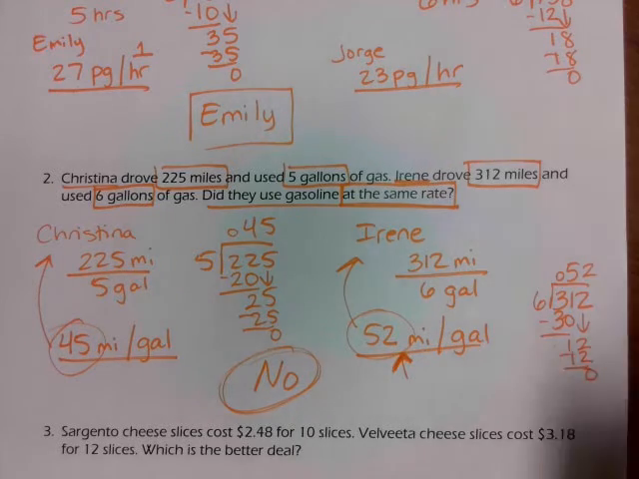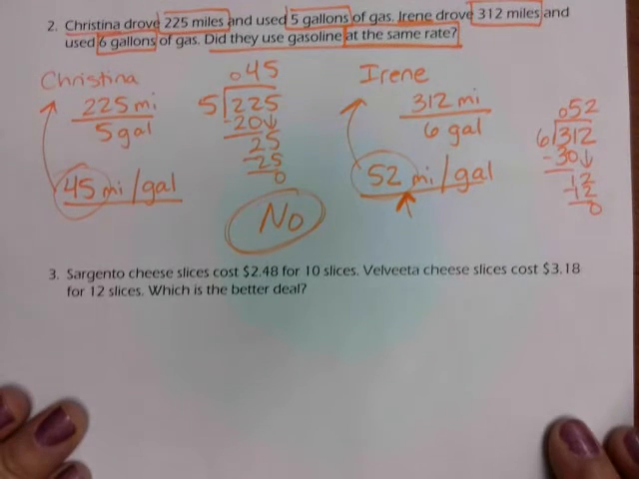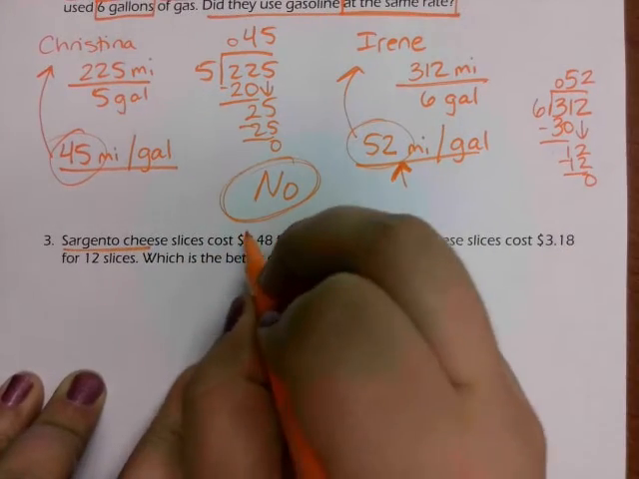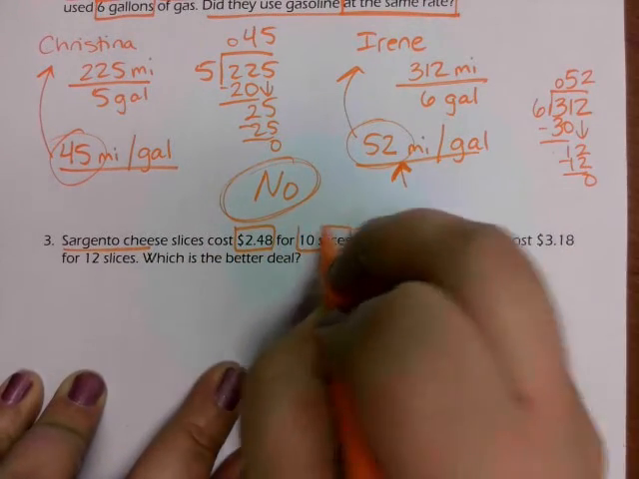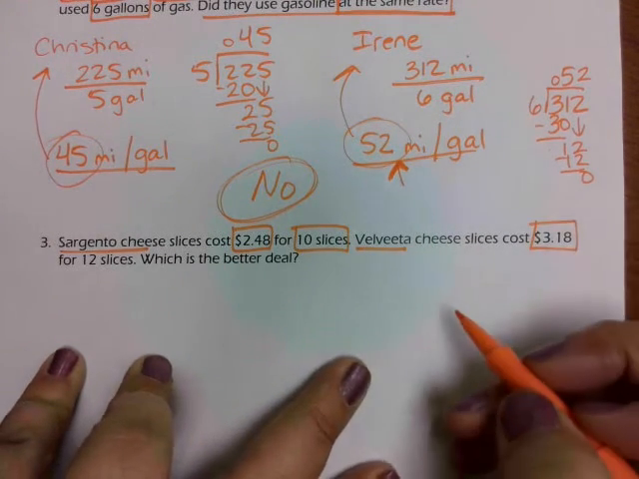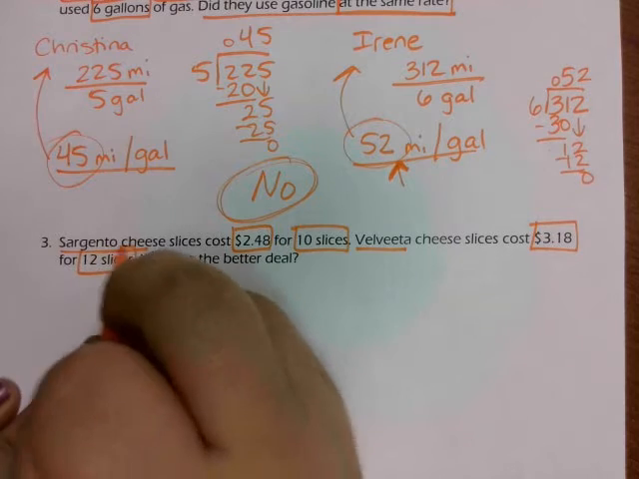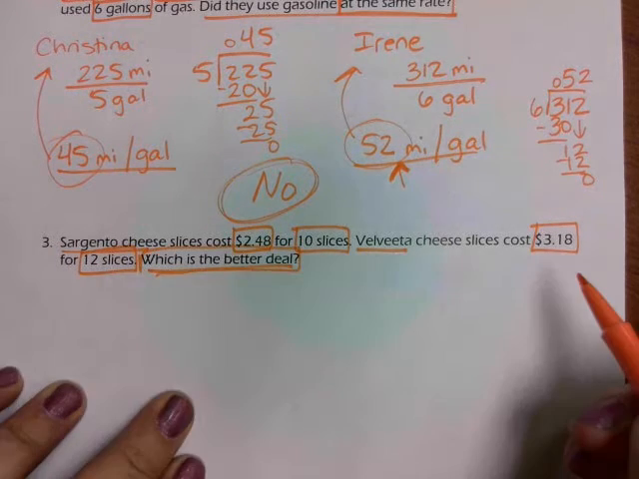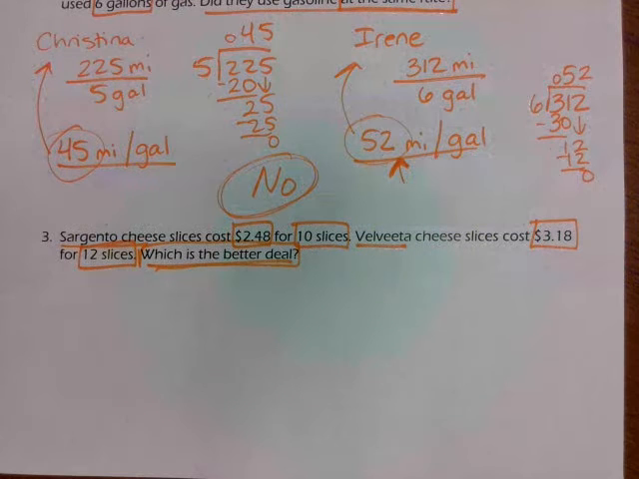All right, and then the last question here, number 3, says Sargento cheese slices cost $2.48 for 10 slices. This is Sargento, $2.48 for 10. Velveeta cheese slices cost $3.18 for 12 slices. Which is the better deal? Better deal means that it's cheaper. When it comes to money, we want to spend the lowest.